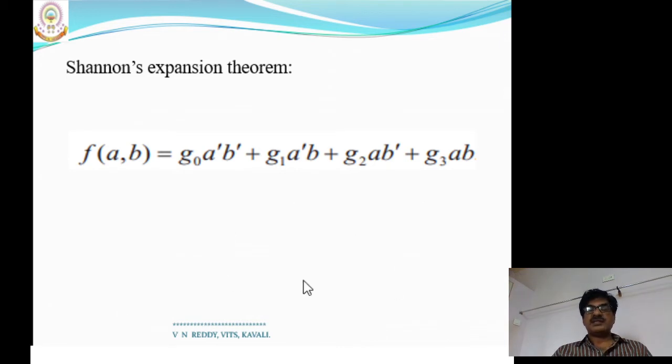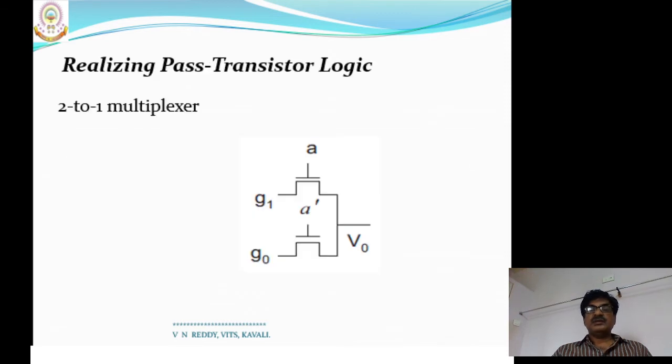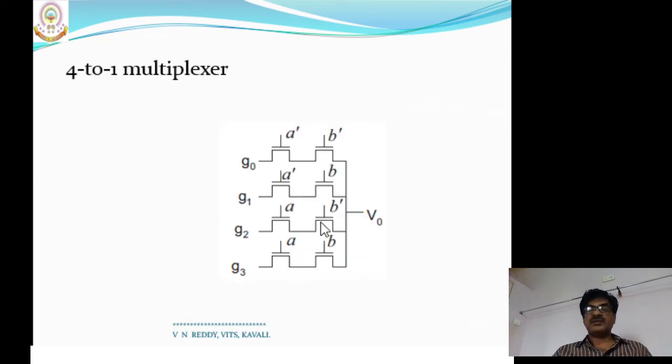With reference to this expansion theorem, the realization is like this. Here the realization is representing the two variables like this. It is the circuit for the 4 to 1 multiplexer. All the two variables work as gate control signals like this, whereas the four inputs are G0, G1, G2, G3.